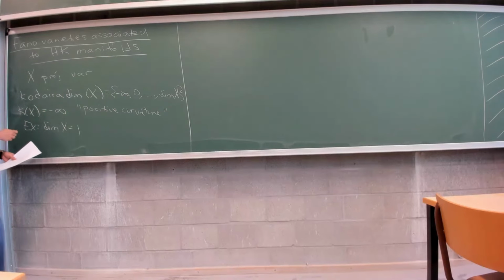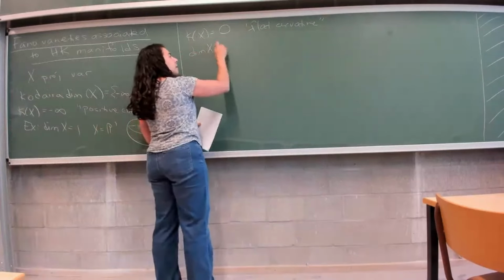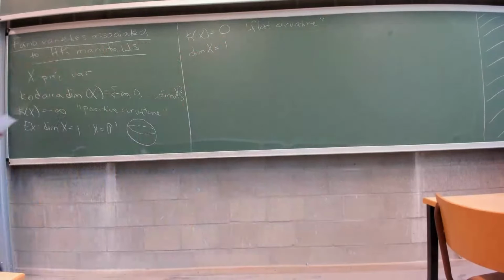Right, and similarly, if we think about the next case, Kodaira dimension 0, we should think of this as a kind of notion of flat curvature. So, for instance, again going back to this dimension 1 case, it turns out that if I have Kodaira dimension 0 and I have a curve, then I'm actually what's called an elliptic curve. Meaning, topologically, my X is just a torus, which has flat curvature in some well-defined sense.